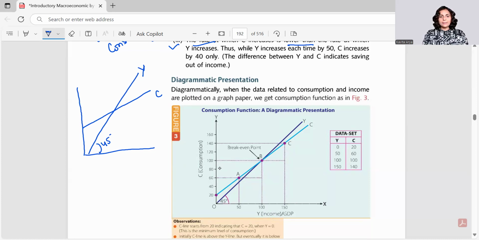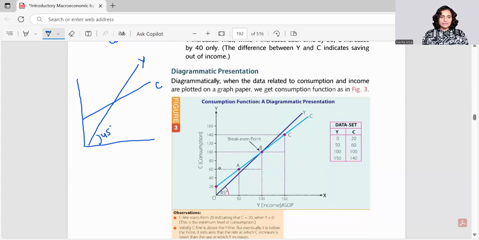So this is a comparison, and in our previous video also we discussed that this point is called the break-even point. Why do we call it break-even? Whatever you earn, you consume. So here the break-even is C is equal to Y. It means before this point you are asking for money, but after this point you are able to save. So this point is called savings in the economy, and these are the savings in the economy.